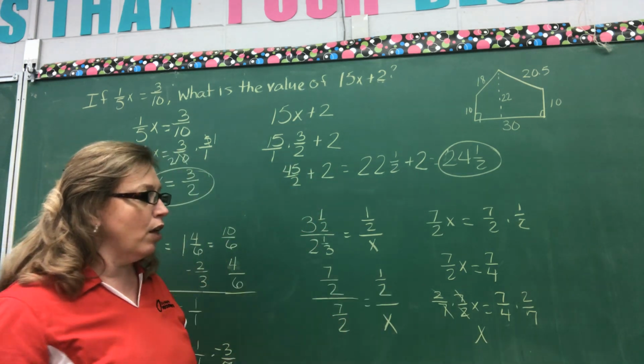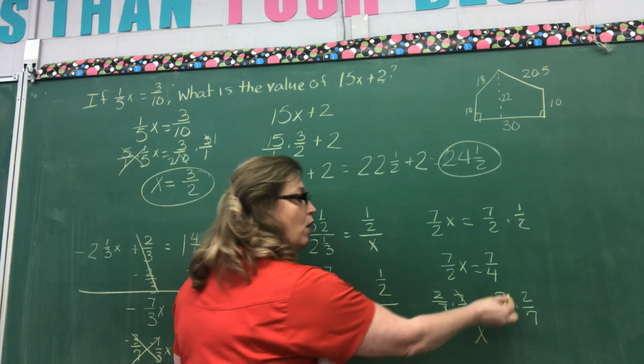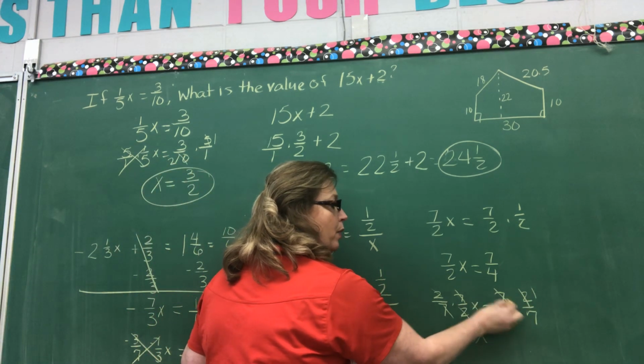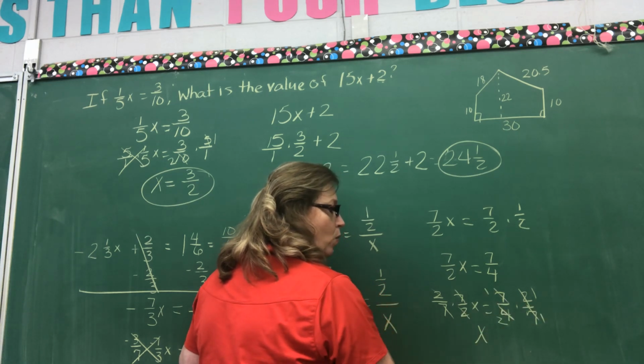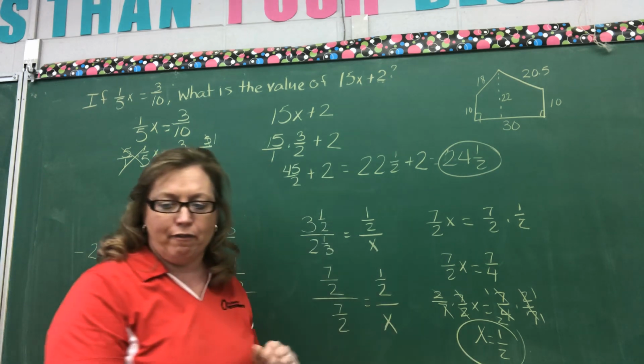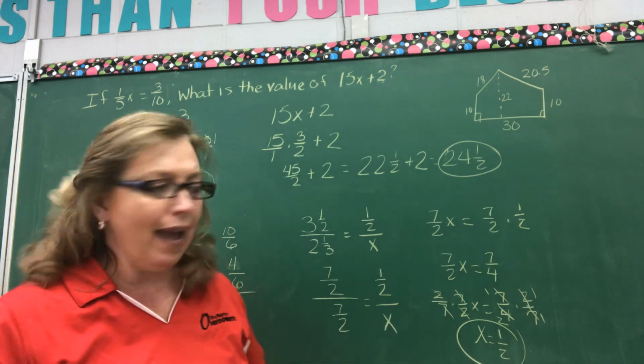If you look on the other side of our equation, we can say, oh, 2 divided by 2 is 1, 4 divided by 2 is 2. And both of our 7's become 1. So x equals 1/2. X equals 1/2.